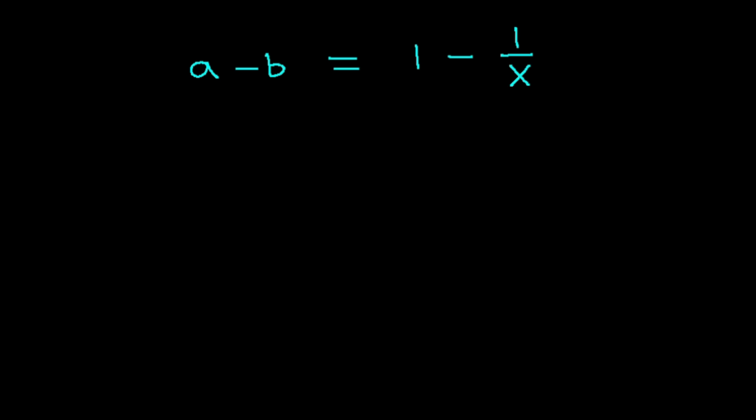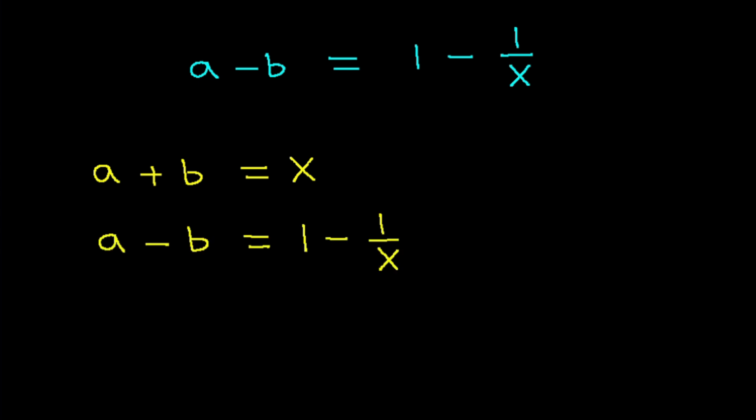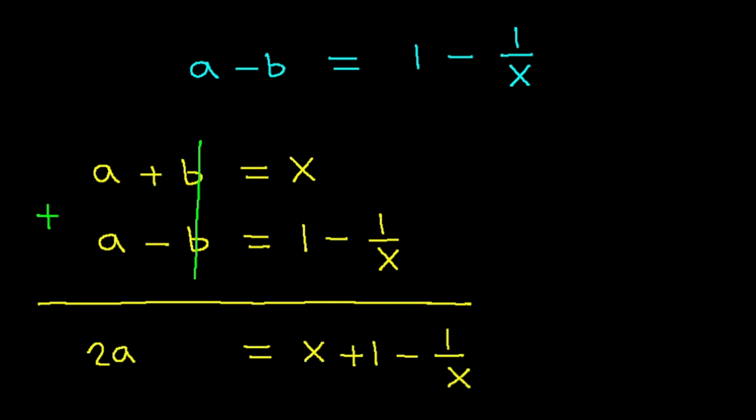Now we have a system of two equations. a plus b equals x. a minus b equals 1 minus 1 over x. Let's add these two equations together. The positive b and negative b cancel out, leaving us with 2a equals x plus 1 minus 1 over x.